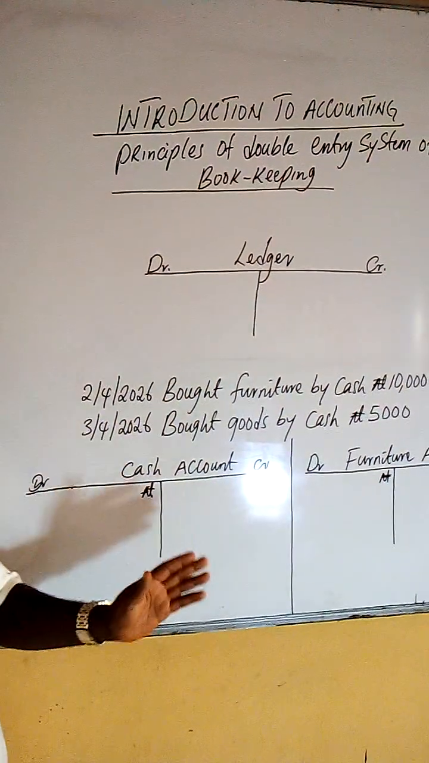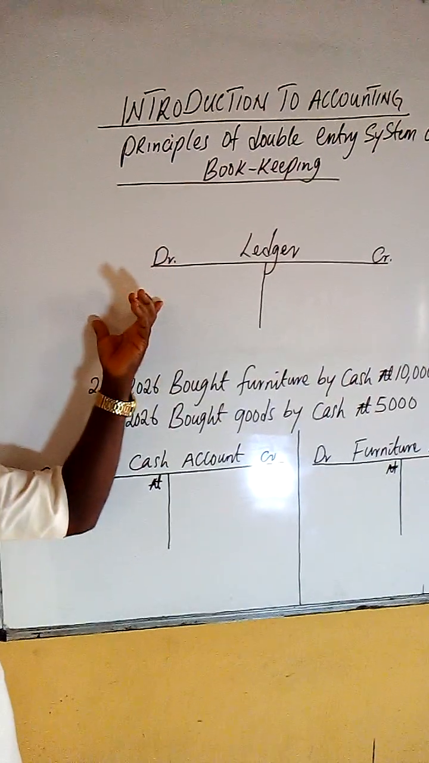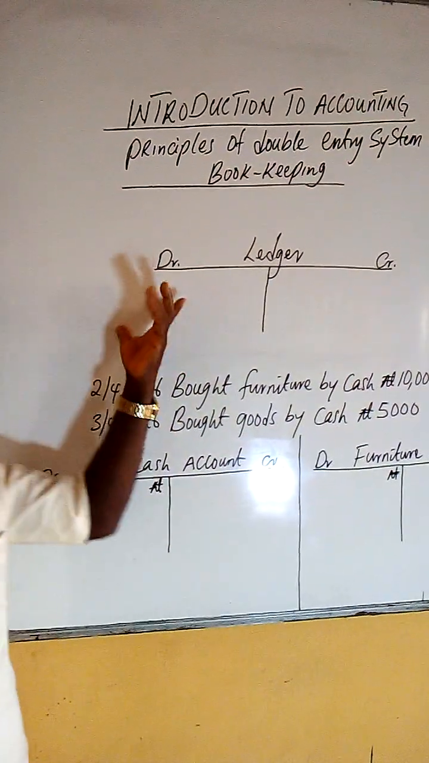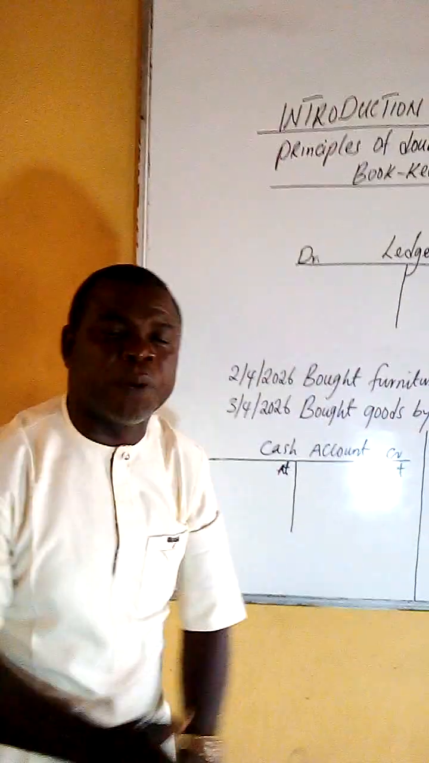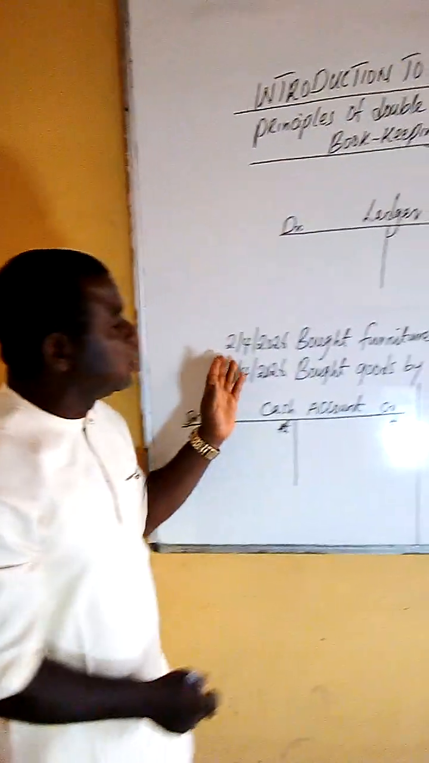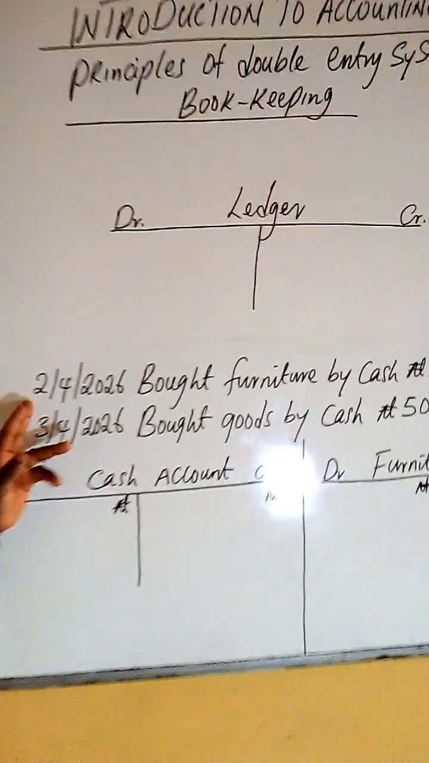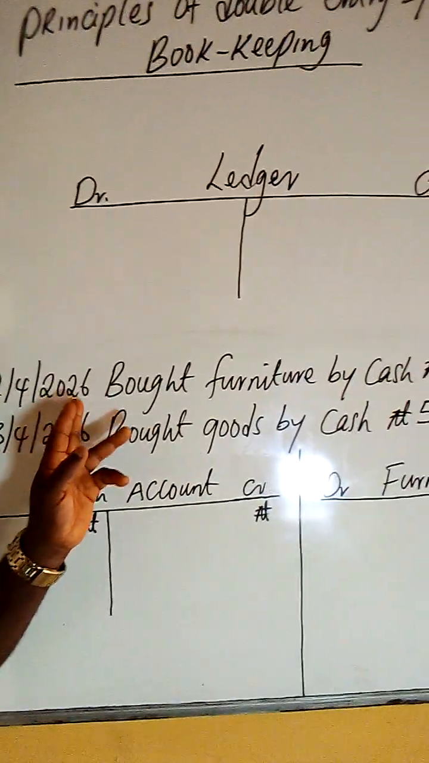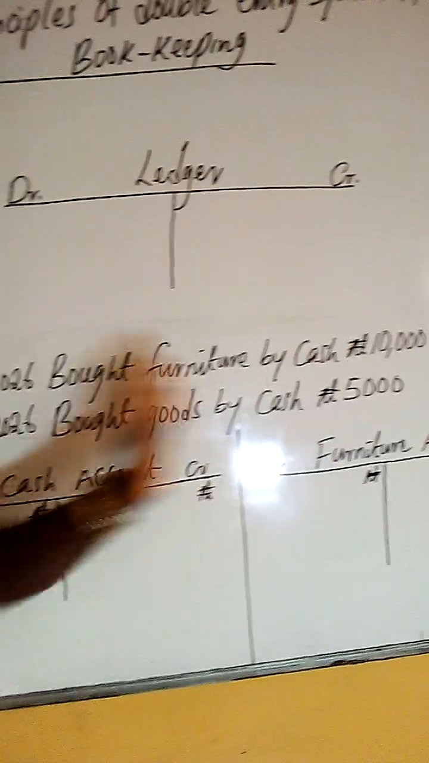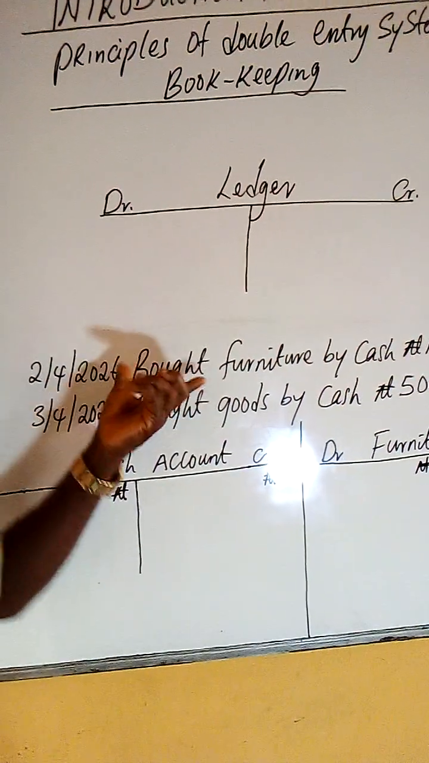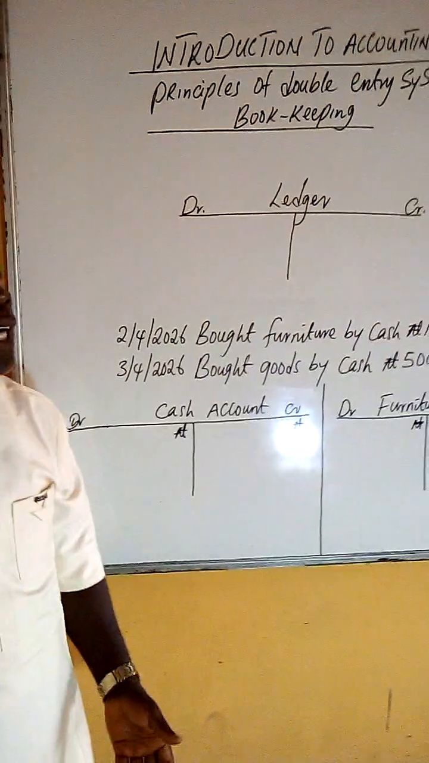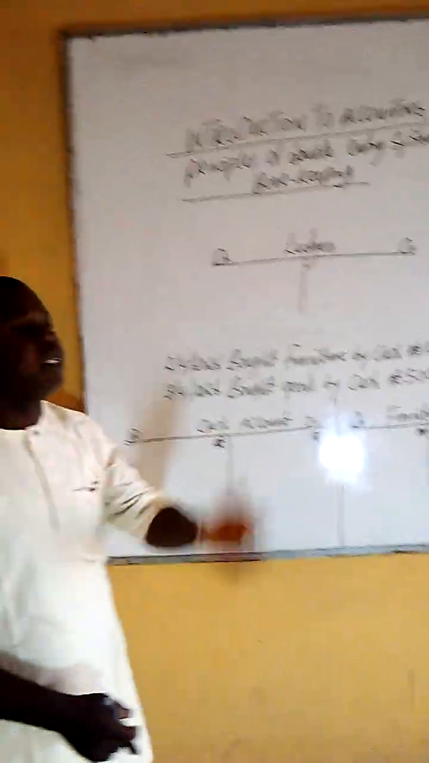Because in every account or transaction that happens in the business, it must be debited and credited in two separate ledger accounts, and that is what is called double entry. Let's quickly look at the first transaction where we have on the 2nd of April 2026 bought furniture by cash 10,000. From this transaction, you must think which account is going to be debited and which account is going to be credited using double entry.